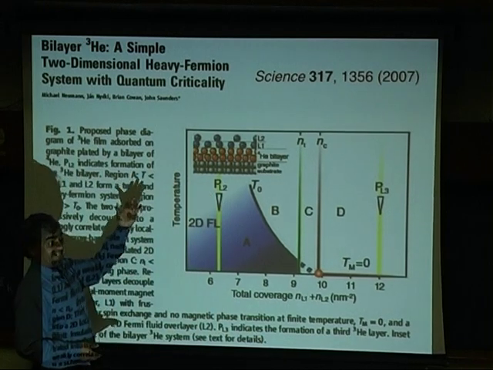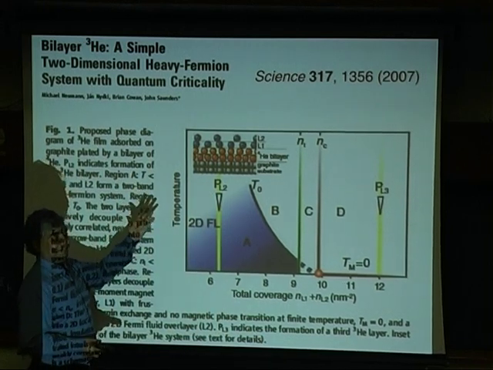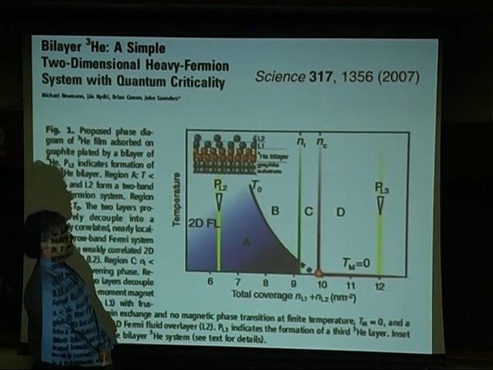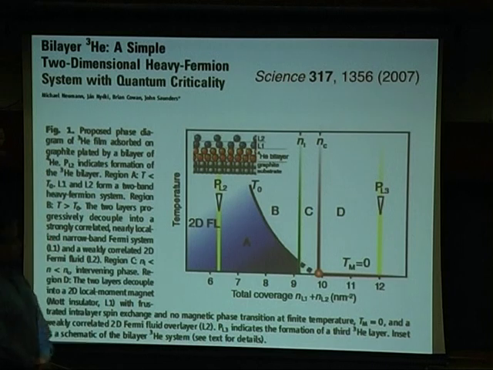This is a beautiful system. Unfortunately, the only thing you can do is measure specific heat or do NMR. You can't go in and really look at these little layers of helium atoms so easily. The temperatures are extremely low. There's no scale here, I'm sorry, but they're down in the milli-Kelvin range. So this phase diagram here, if you just read what they're saying, is essentially this.